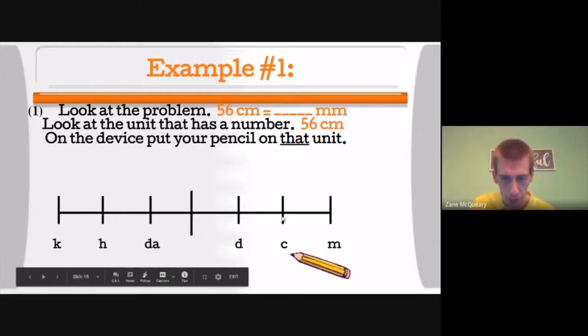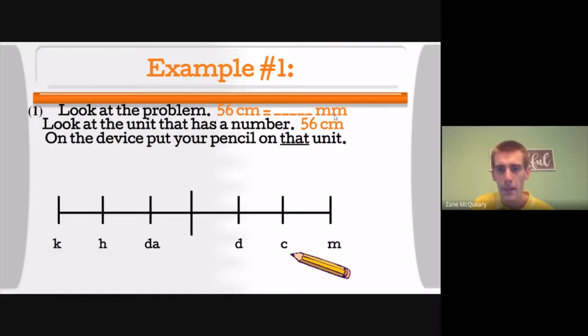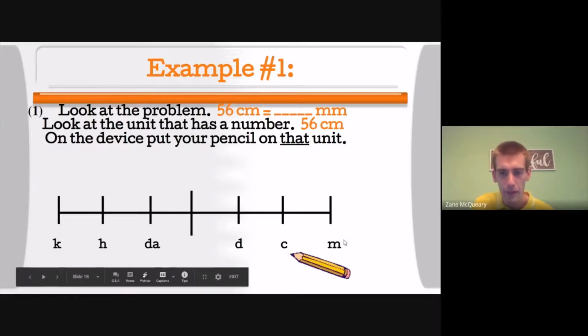All right, 56 centimeters. We're going to put our pencil right here on the C because that's what we're given. We want to get to millimeters. So millimeters is over here, right? Because there's the M, right? M for milli. So we jumped once to the right.